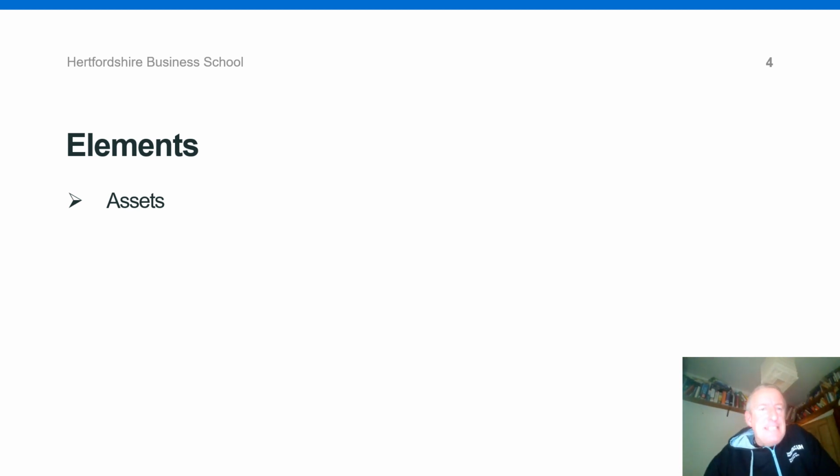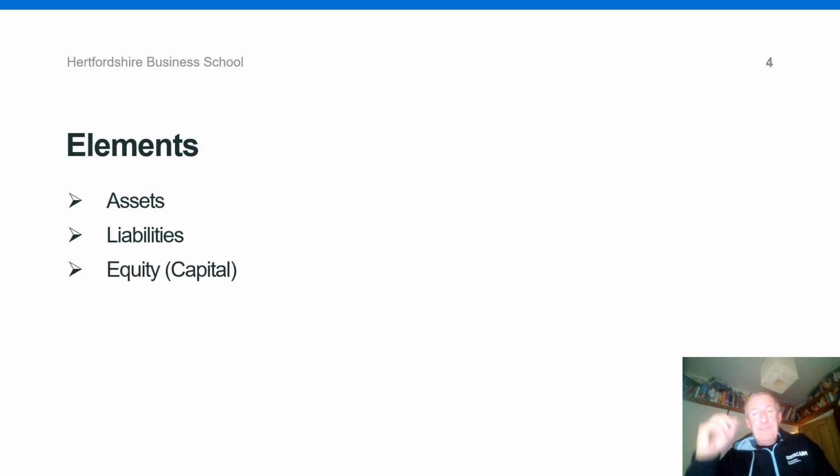There are 5 basic building blocks in financial accounting. The first of which is assets. These are good things. These are resources that we control: land, buildings, machinery, cars, computers, cash, when people owe us money. Assets, good things. Liabilities are bad things. They're obligations, money that we owe. Examples would be a bank overdraft, a loan, a trade payable. And then we have equity, sometimes referred to as capital, and this is our ownership interest in the business.